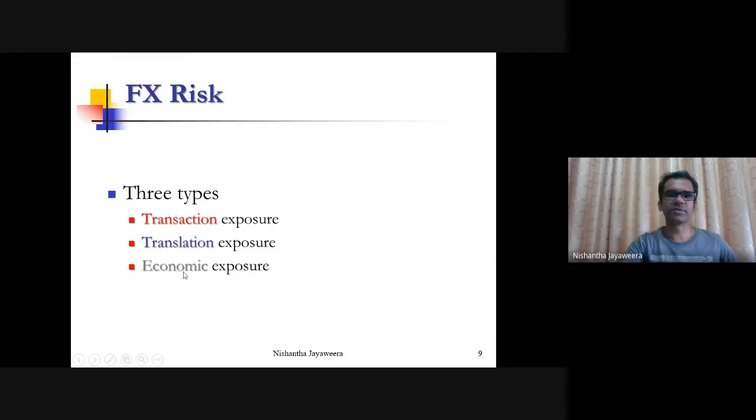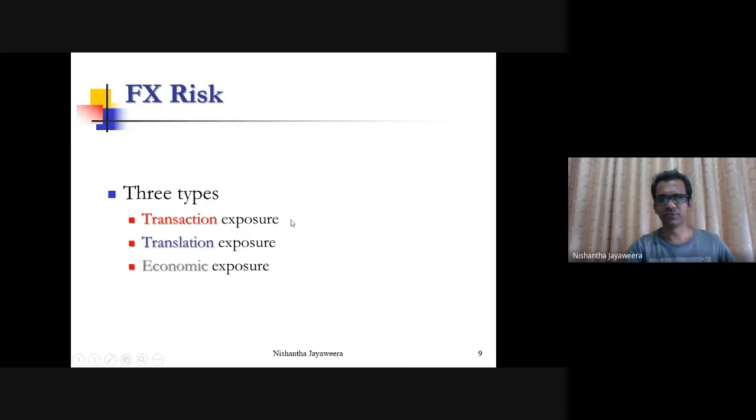to mitigate that economic exposure, basically what you have to do depends on your business strategy and your strategic decision in your business. But in a treasury, you will mostly focus on transaction exposure and translation exposure. So therefore, we are going to discuss these two.